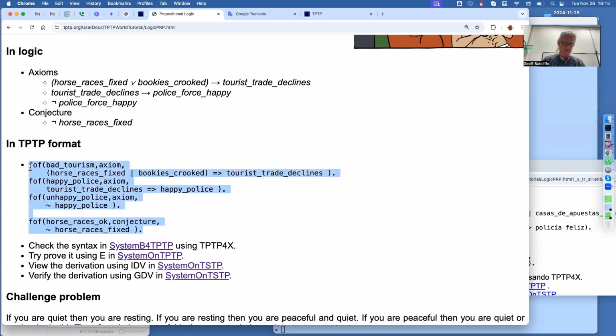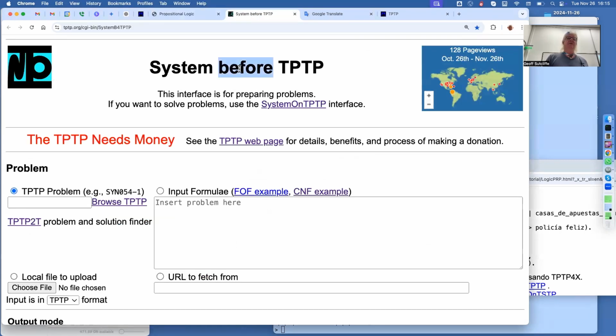Copy, Control C, over C. And now we go check the syntax. We'll use the B4 interface. This is to check the syntax and other things. Make it an input formula. And paste.